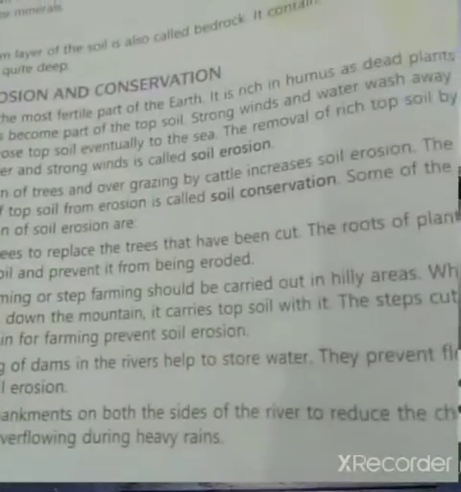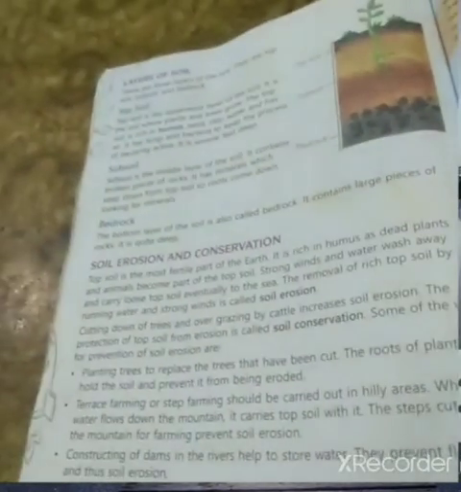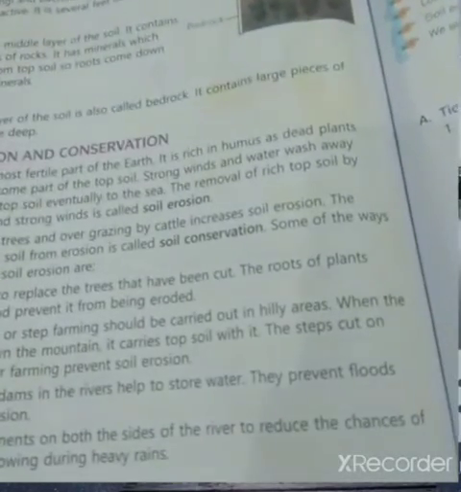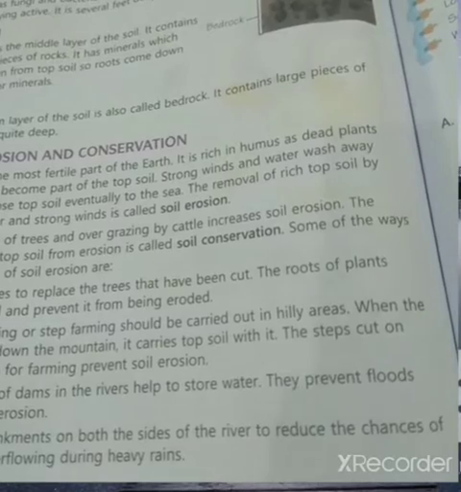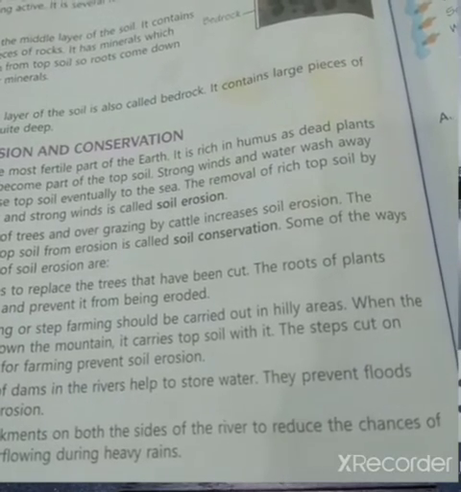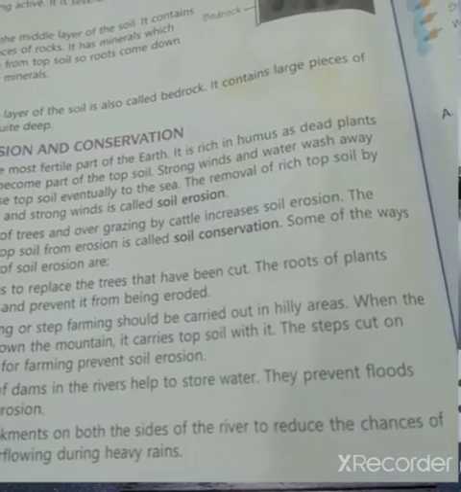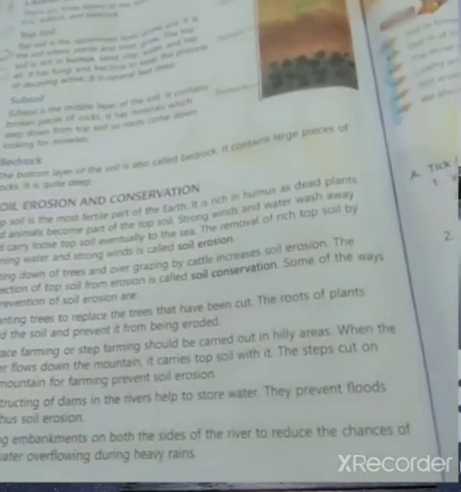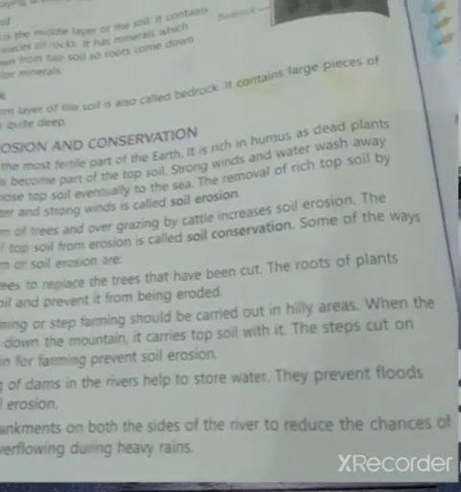So how can we conserve? Planting more trees to replace the trees that have been cut. The roots of plants hold the soil and prevent it from being eroded. Terrace farming, we should apply terrace farming. Constructing of dams, then making embankments on both the sides of the river to reduce the chances of river water overflowing during heavy rains.